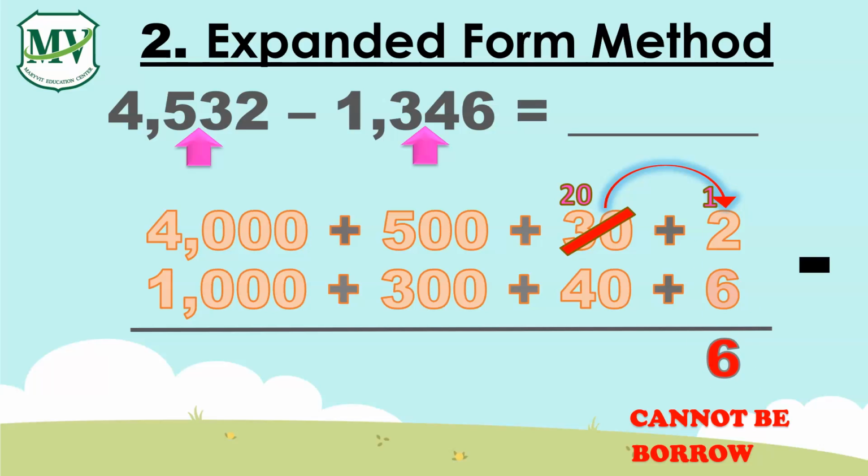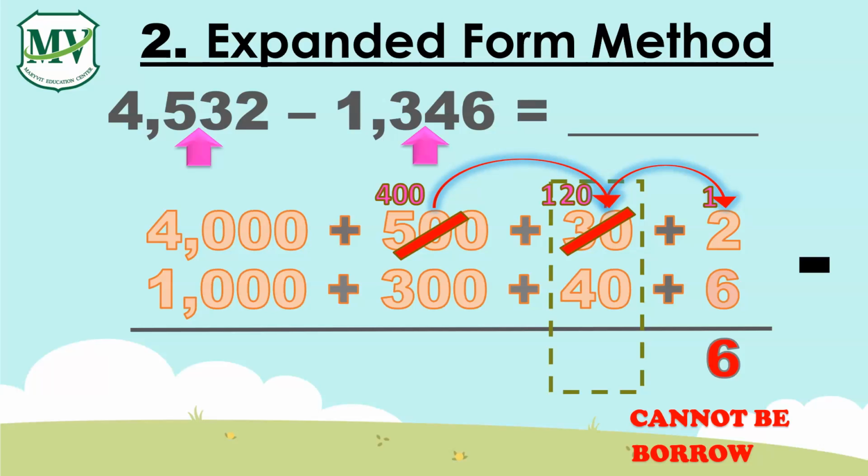Step 2. Subtract the tens. 20 minus 40 cannot be. We need to borrow from the next place, hundreds. 500 minus 100 is 400. We regroup 100 into 10 tens. 120 minus 40 is 80.